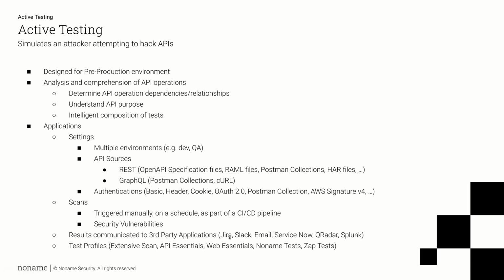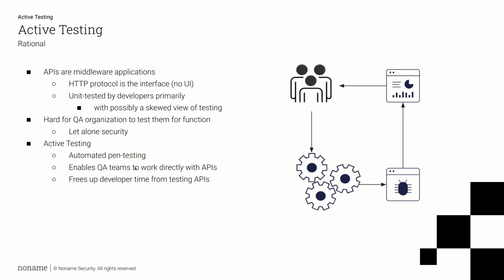You can integrate with tools such as Jira, Slack, you can email, and so on, in order to communicate findings out of active testing into other applications. Okay, so that's what active testing is. Now, what's the rationale behind active testing? Right? Why would you want to use active testing?